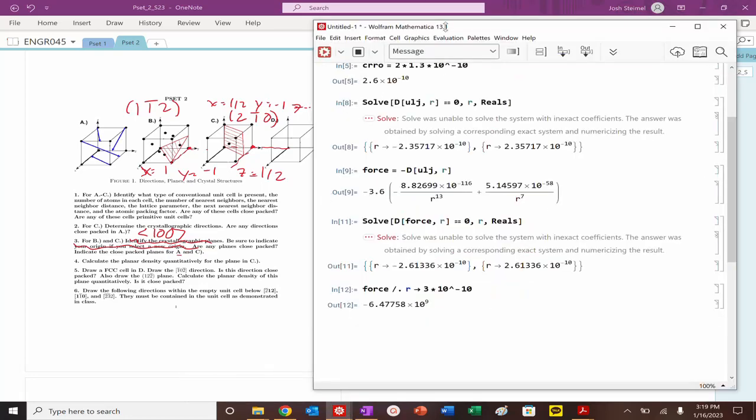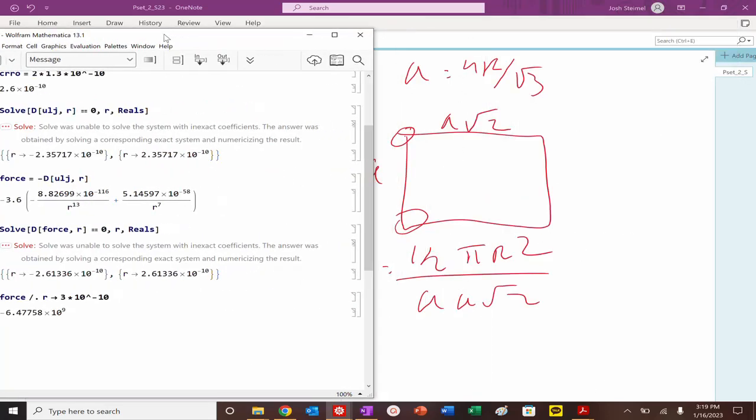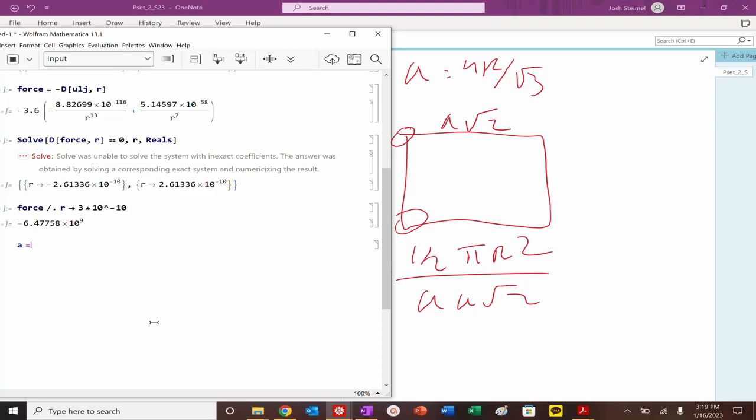So let's pull up and let's quit our kernel here. Let's go ahead and see, actually, right. So A is equal to 4 times R, oops. A is equal to 4 times R divided by square root of 3. So that's my A, and I need to do 1/2 times pi times R squared. I want the whole thing, probably redundant, but that's my choice. A times square root of 2. Area of my plane.